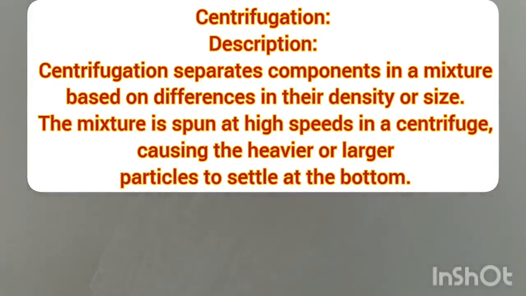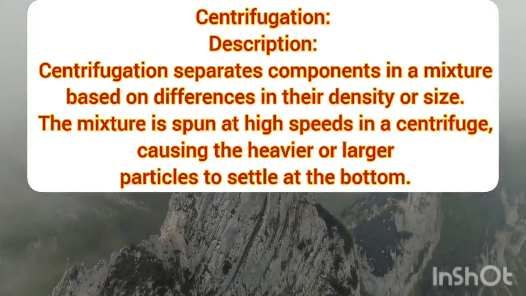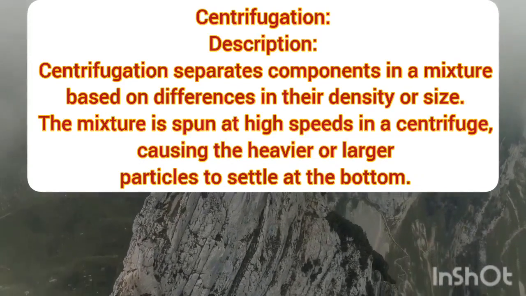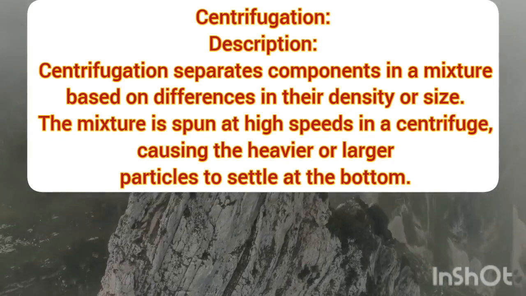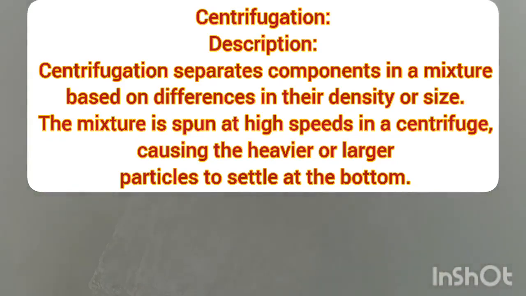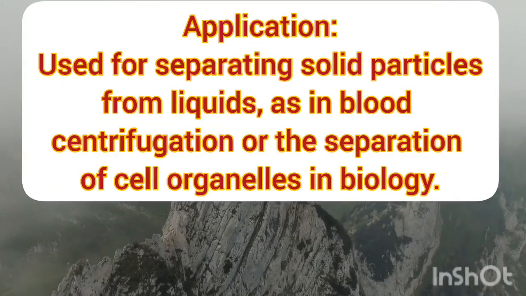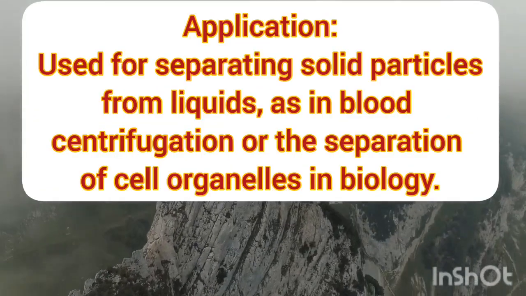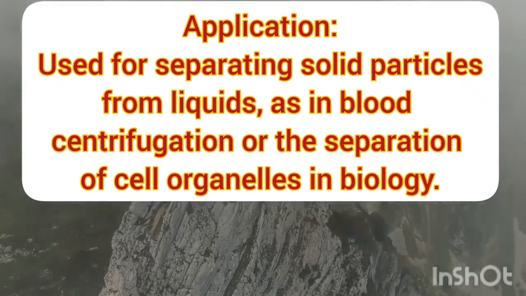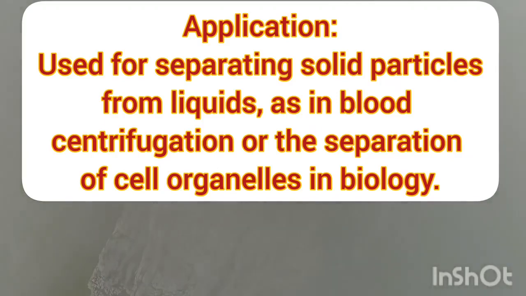Centrifugation. Description: Centrifugation separates components in a mixture based on differences in their density or size. The mixture is spun at high speeds in a centrifuge, causing the heavier or larger particles to settle at the bottom. Application: Used for separating solid particles from liquids, as in blood centrifugation or the separation of cell organelles in biology.